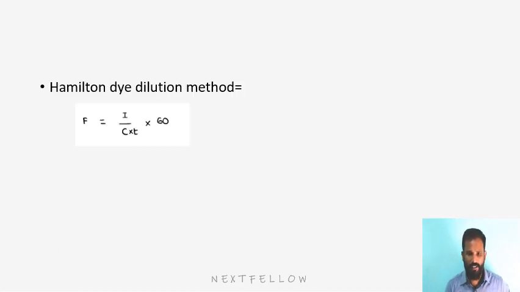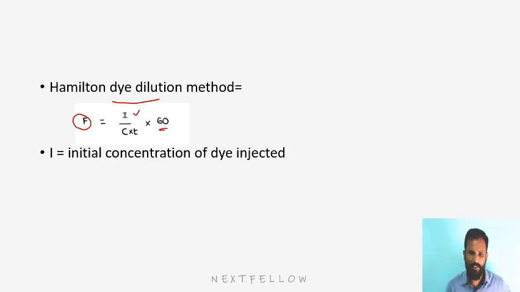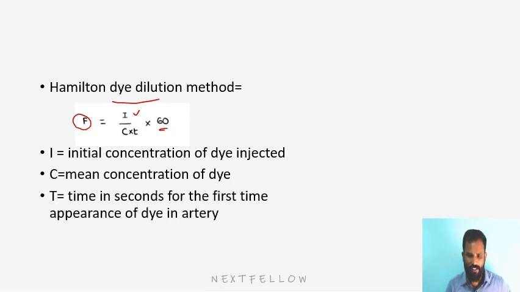Another method is called the dye dilution method by Hamilton, which states that blood flow, or cardiac output, is equal to I by CT into 60 to convert it into minutes. I is the initial concentration of the dye injected, C is the average concentration of the dye in the serial samplings, and T is the first time appearance of the dye, which is measured in seconds. That way we multiply by 60 to make it minutes. So this is the Hamilton dye dilution method.